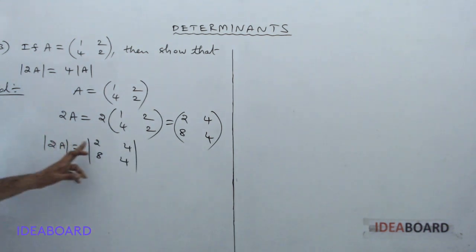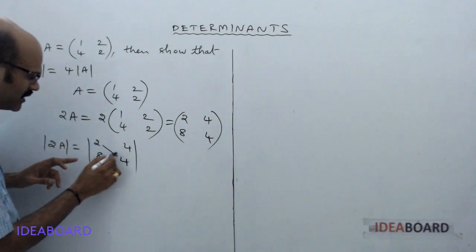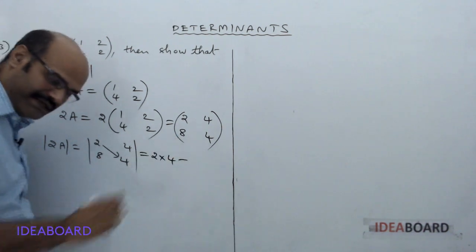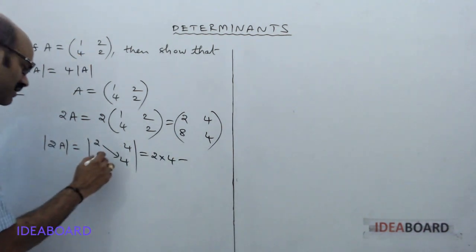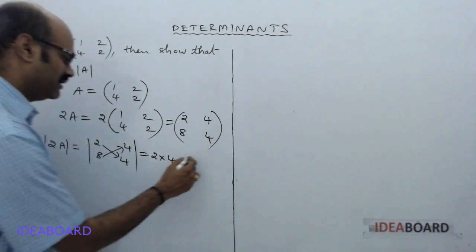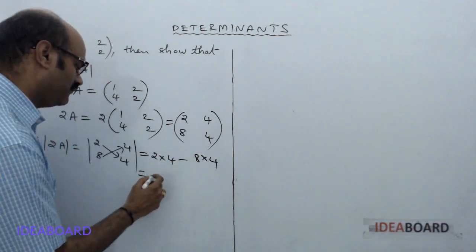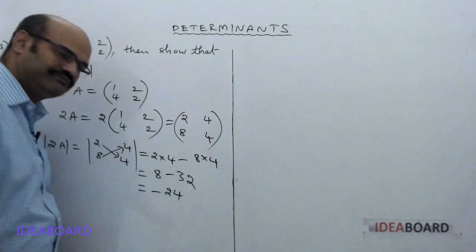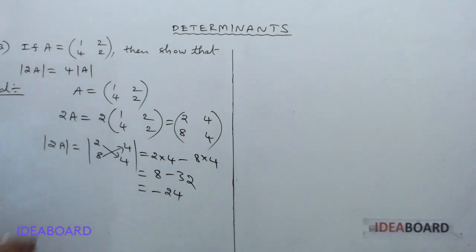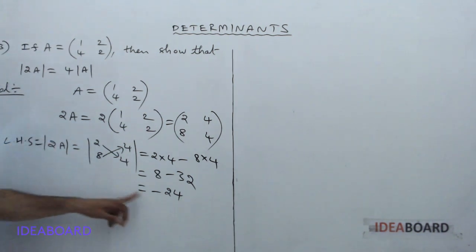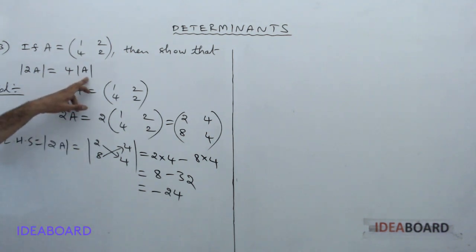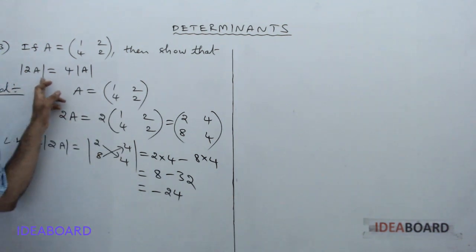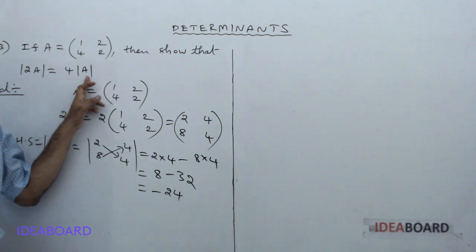We know that the determinant of a 2 by 2 matrix equals the product of principal diagonal elements, 2 into 4, minus the product of secondary diagonal elements, 8 into 4. That equals 8 minus 32, which is minus 24. So LHS equals minus 24. Now we have to find the RHS value. If RHS is also equal to minus 24, then we say that determinant of 2A is equal to 4 into det A.